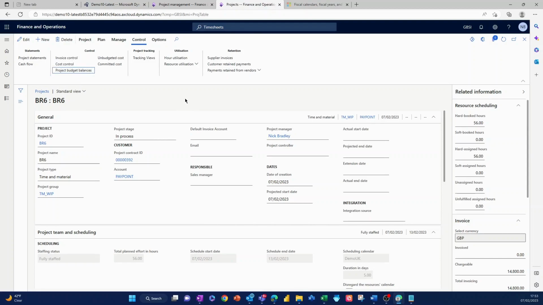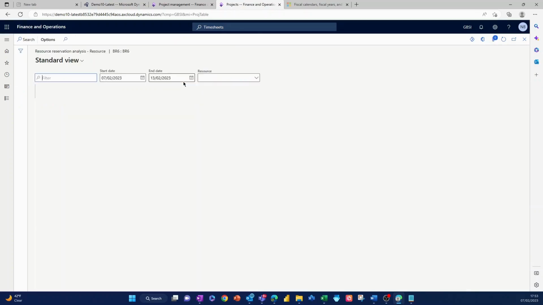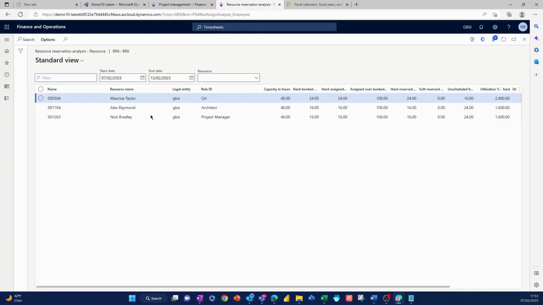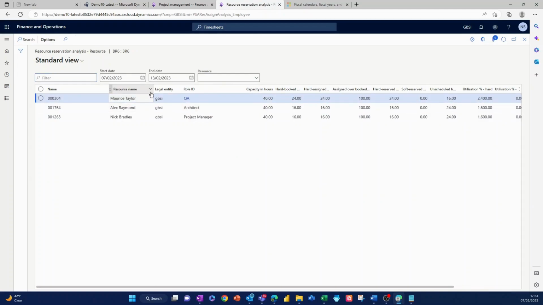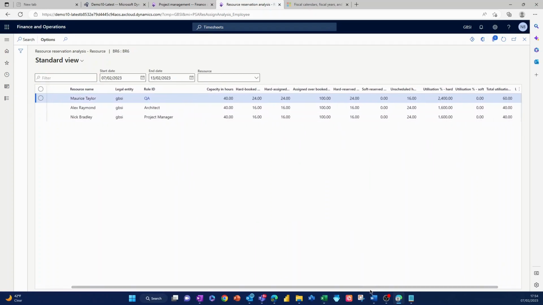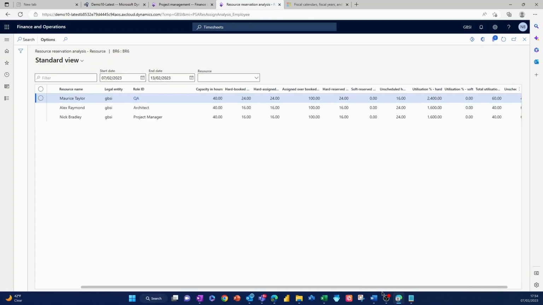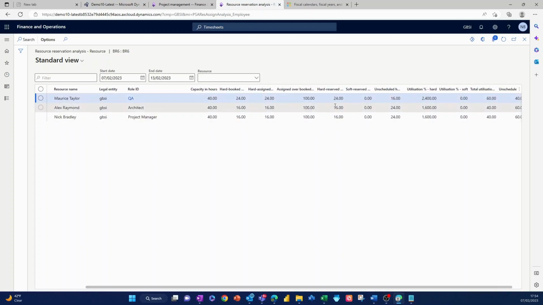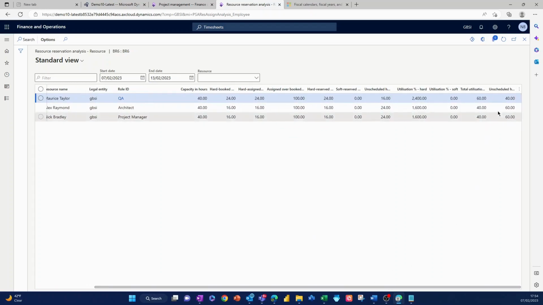Other things that we can look at are resource utilization, and we can look at these by resource or by project or by role. So if we look at individual resources, these were the people who were booked against this project, and you can see their statistics here in terms of capacity in hours, what's been hard booked, assigned, overbooked, reserved, scheduled hours, utilization percentages, and any unscheduled hours as well in percentage terms.